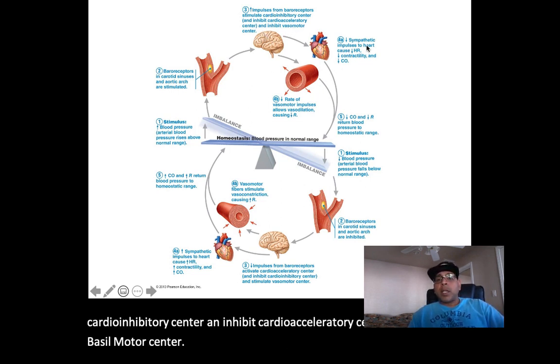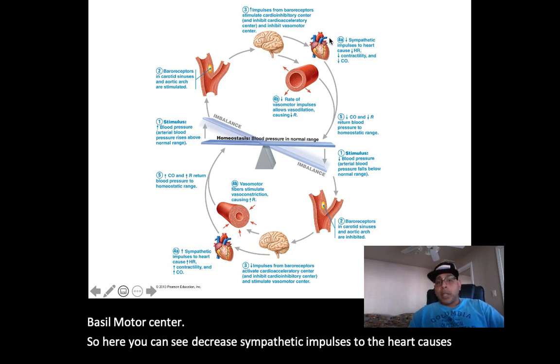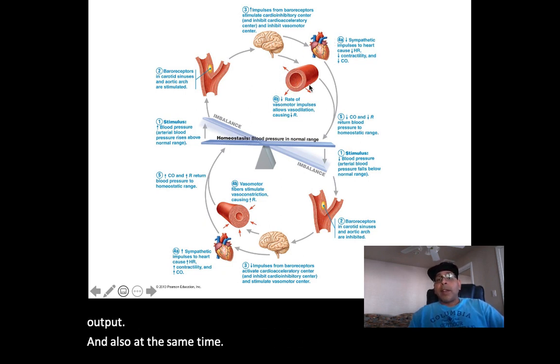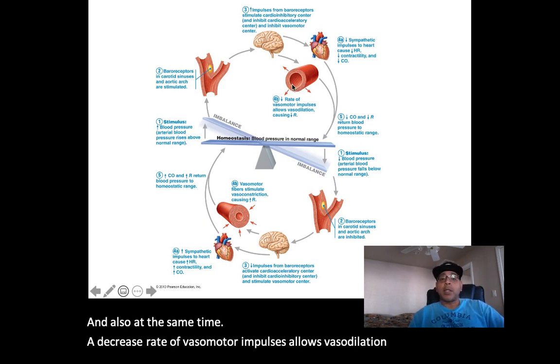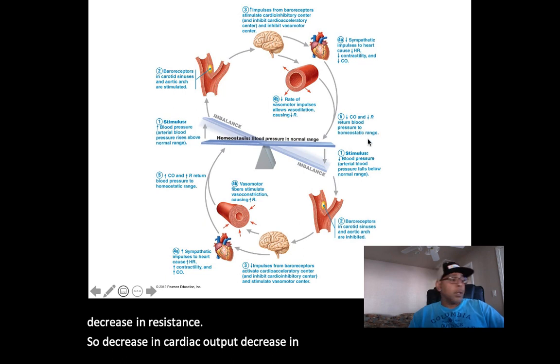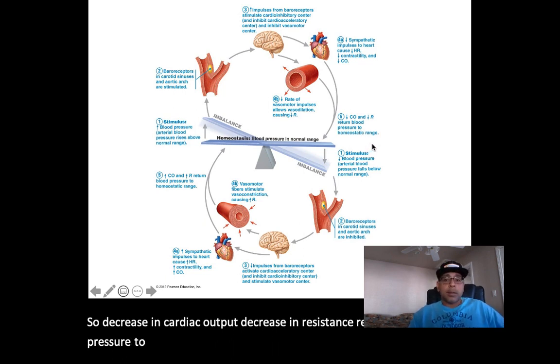So here you can see decreased sympathetic impulses to the heart cause decreased heart rate, decreased contractility, and decreased cardiac output. At the same time, a decreased rate of vasomotor impulses allows vasodilation, causing a decrease in resistance. So decreased cardiac output and decreased resistance return blood pressure to homeostatic ranges. And then the opposite as well.